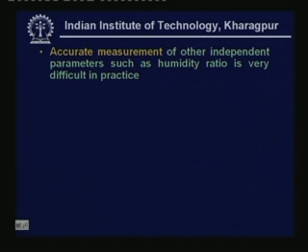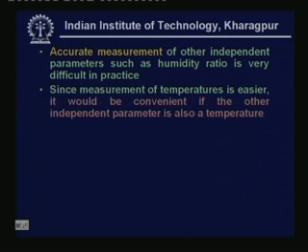But there are some problems with some of the independent intensive properties. For example, if you want to specify humidity ratio as an independent property, it is not very convenient because accurate measurement of humidity ratio is very difficult in practice. Since measurement of temperature is easier, it would be convenient if the other independent parameter is also a temperature.